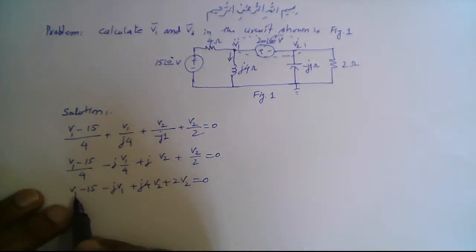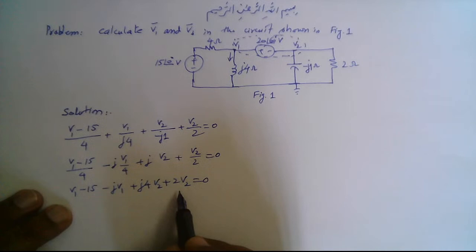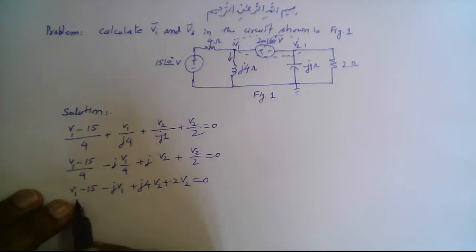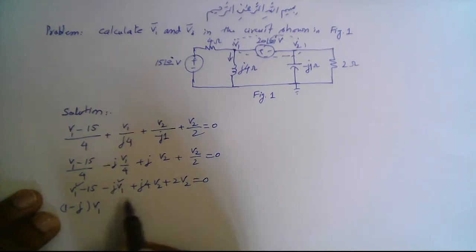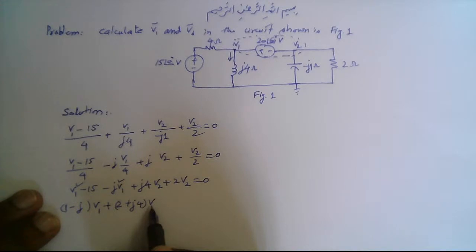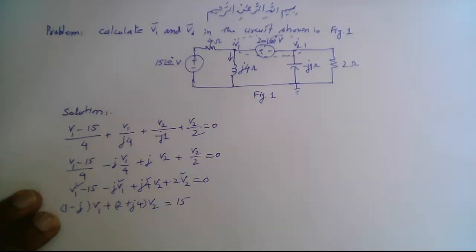So we gather the V1 terms first and then the V2 terms also. So this is (1 minus j) into V1, and then we have (2 plus j4) into V2, right? 2 plus j4 V2, and that should be equal to this constant term 15, right? So this is our equation number 1.